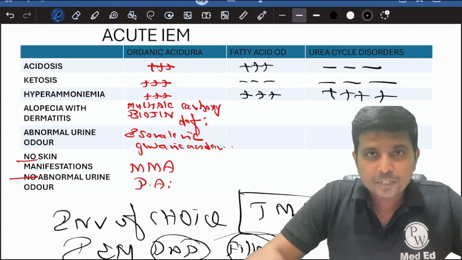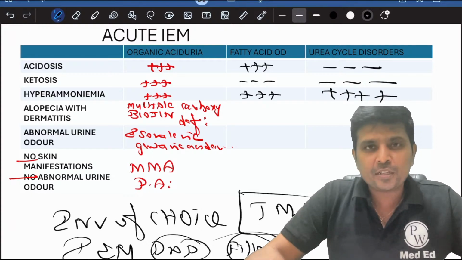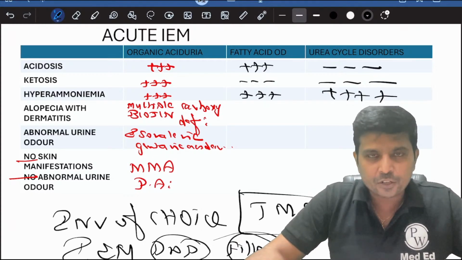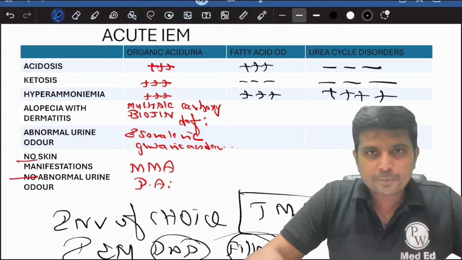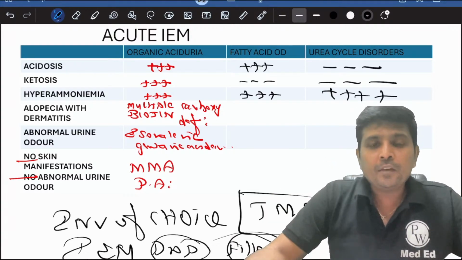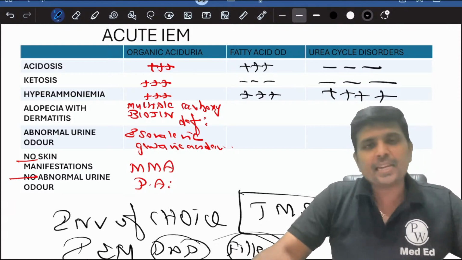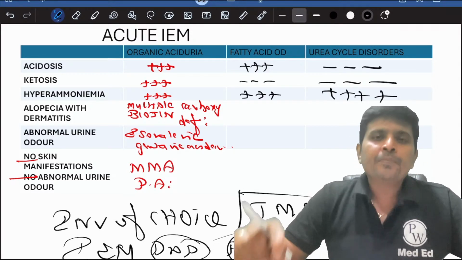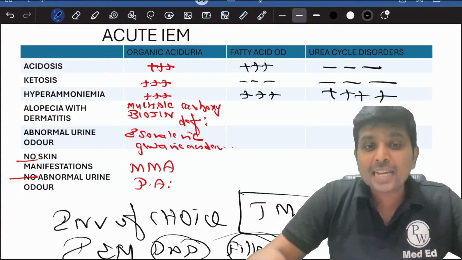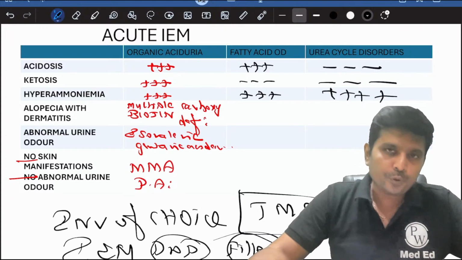So when you have these three manifestations, then you need to look for skin manifestation. Skin manifestation present means it is biotin deficiency, multiple carboxylase deficiency. If skin manifestation is absent, look for urine odor. If urine odor is abnormal, then it is either isovaleric aciduria or glutaric aciduria. Neither skin manifestation nor urine odor means it is methylmalonic aciduria or propionic aciduria.